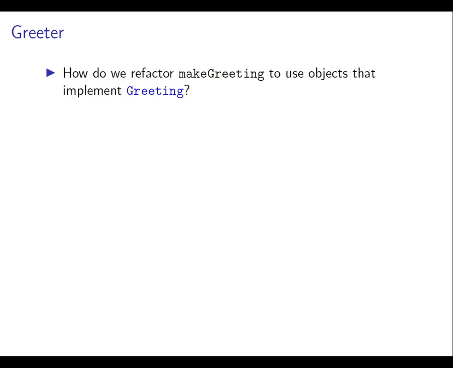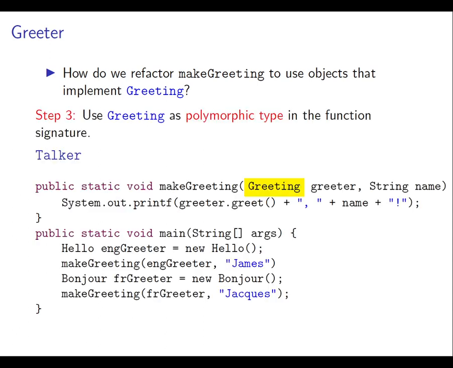And then we need to refactor the makeGreeting method so that rather than assuming that it knows whether it's getting a Hello or a Bonjour, it can use any object that implements Greeting. And we can do that using polymorphism, as we saw before. And this is how this might work. It's very similar to what we did before. We are just sending the Greeting object its greet message. And then we can create 2 different objects of concrete subclasses of the class Greeting, and we can send them both to the makeGreeting method, and all is well.